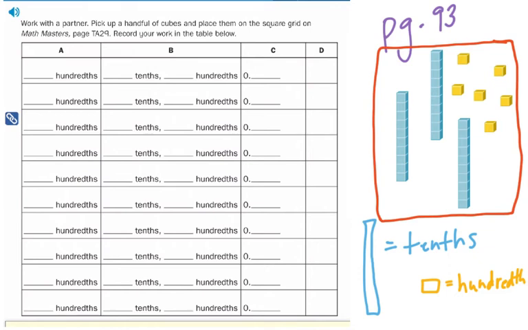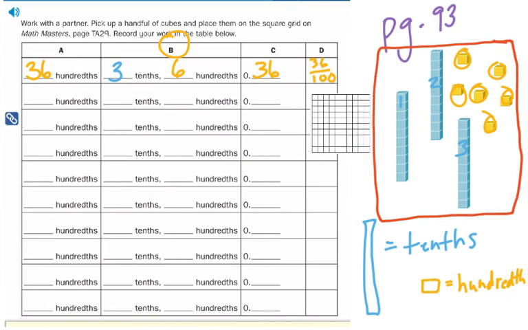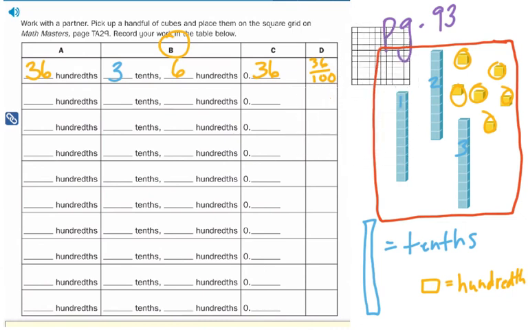So let's start, I'm going to start in column B. I'm going to count how many tenths there are, how many longs. 1, 2, 3. I have 3 tenths. And how many hundredths or how many cubes? 1, 2, 3, 4, 5, 6. So altogether, I have, in other words, if I were to take this grid right here, these would cover 36 of those 100 little squares. So go ahead and write that on page 93.